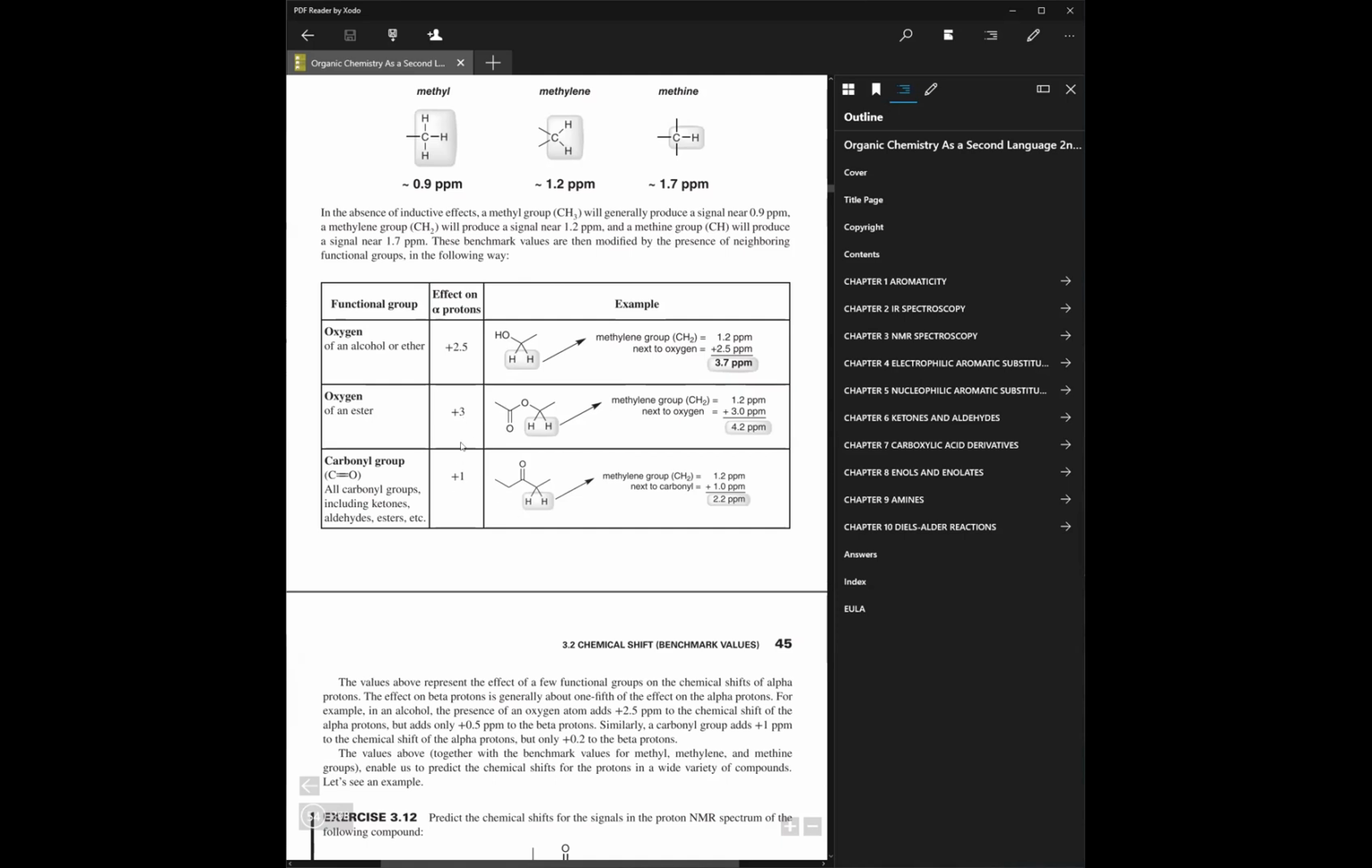And then a pure carbonyl group is less than both of them because really it's the carbon here. This carbon at the end of the carbonyl is partially positive, so it's not the same as an oxygen being there. That's why you only get about a +1 shift.